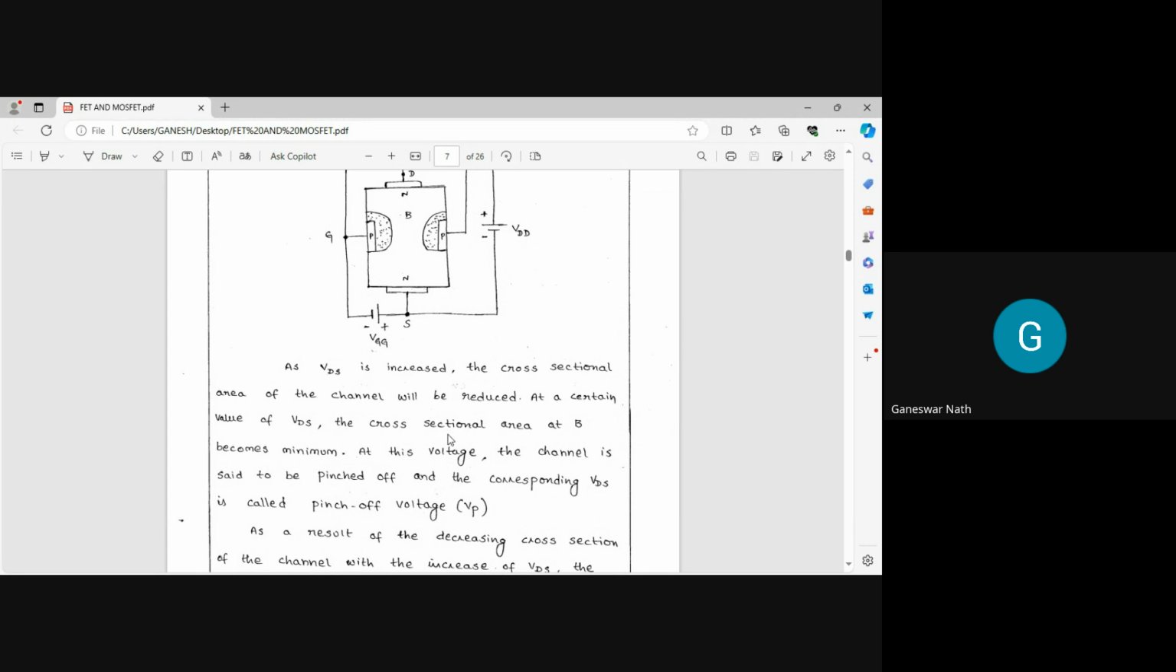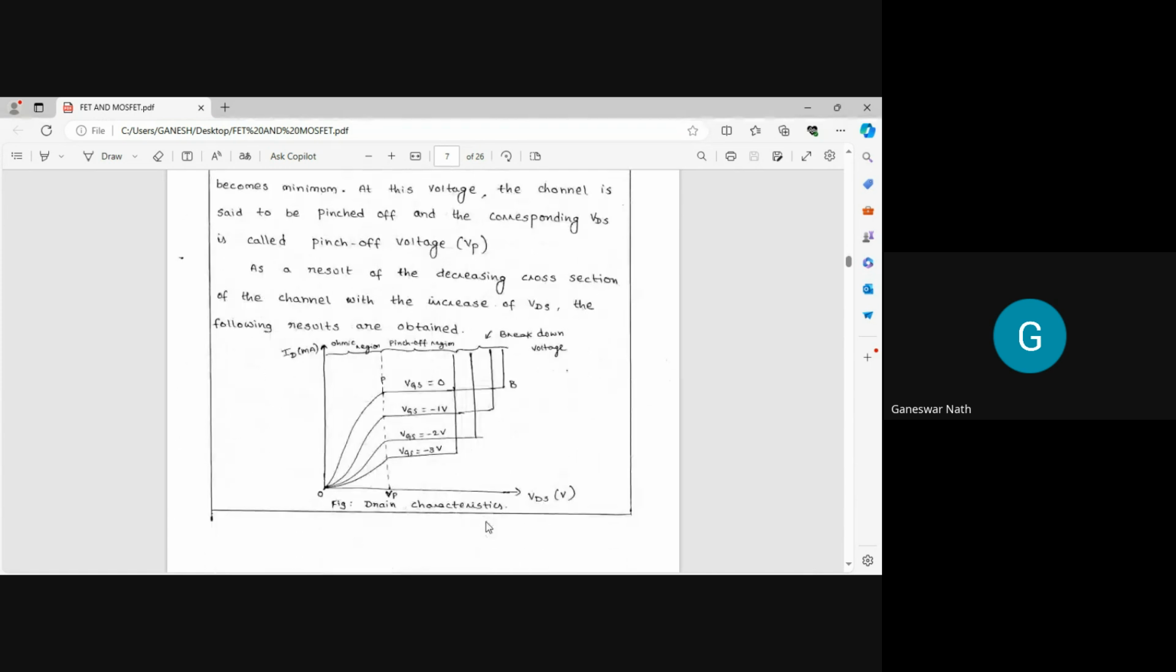So what I told you: as VDS is increased, the cross-sectional area of the channel will be reduced, and at a certain value of VDS the cross-sectional area at B becomes minimum. Okay. So at this stage, the channel is said to be pinched off, and the corresponding voltage is called the pinch off voltage. Now when I plot VDS versus ID for different values of VGS, the nature of the graph of this FET would look like that.